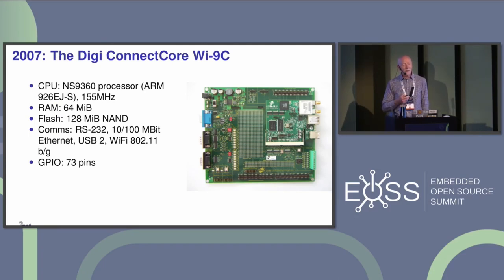For no particular reason, in 2007 I switched to using this particular board. It's from Digi. It's an ARM processor, 926, 155 megahertz, really fast. 64 megs of RAM, 128 megs of NAND flash. And again, this is fairly typical of contemporary embedded devices. The ARM 926 was very, very popular and continues to be quite popular until quite recently.